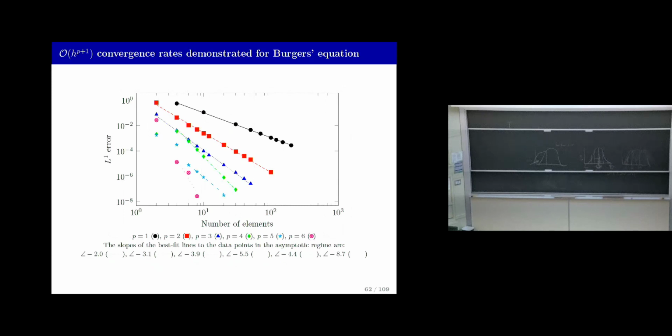Okay, so let's look at convergence. What's very hard to get is high order convergence when you have problems with shocks. It's really hard, and that's actually kind of what we did here.